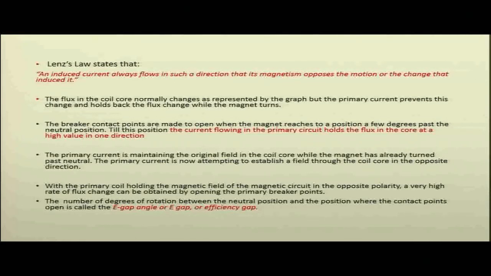The number of degrees of rotation between the neutral position and the position where the contact points are made to open is called the E-gap angle, E-gap, or efficiency gap. So, this is very important. The point at which the contact points are made to open just beyond the neutral position is called the E-gap angle or the E-gap position.